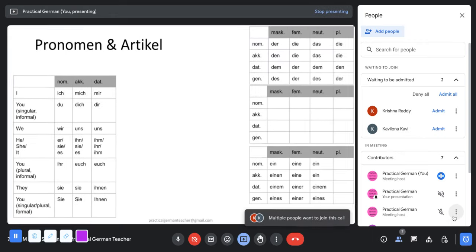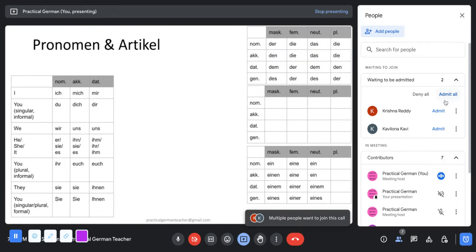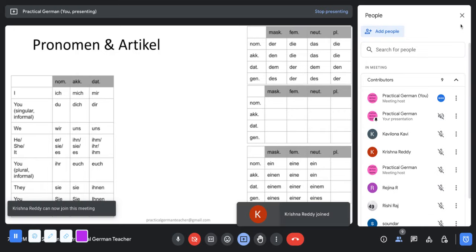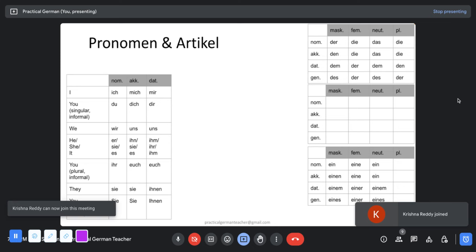Last time we looked at pronouns and articles, and I hope you revised all of them. If not, you should revise them one more time, guys. This is something very basic when we talk about pronouns and articles. So you should remember all of them.